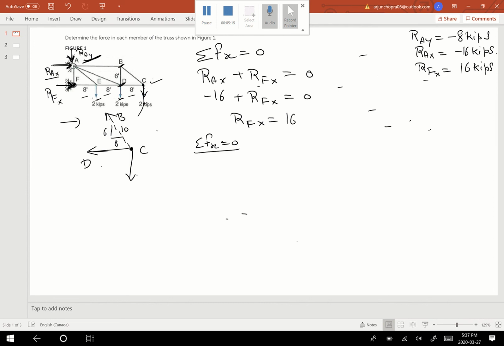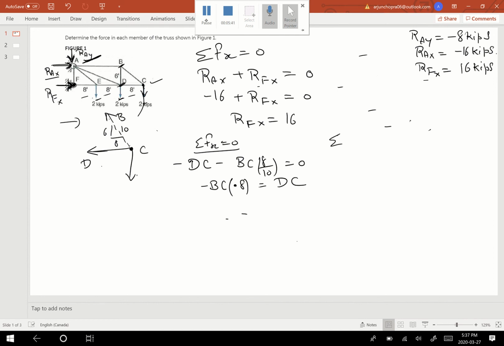So sigma Fx is equal to 0, which says to me DC minus BC times 8 over 10 equals 0. So this is minus BC times 0.8 equal to DC, but we can't solve it further than this because I don't know these two values.